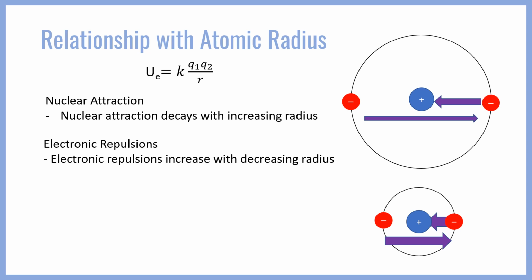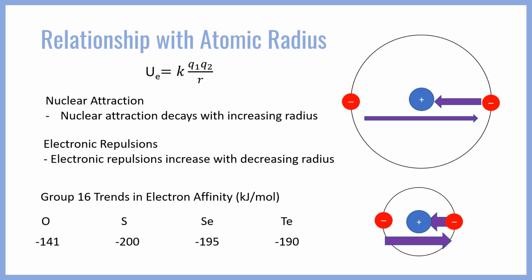The effect of this competition is pretty clear if you look at the group 16 elements. So we're going to go ahead and look at group 16 trends in electron affinity. Oxygen, which is very small, does have a very strong nuclear attraction towards the incoming electrons. However, its small size also means strong electronic repulsions. As such, when you move from oxygen to sulfur down the table, electron affinity actually increases. At this small size, the repulsions are dominant. Increasing in size to sulfur alleviates the repulsion significantly and allows for electron capture to become more favorable.